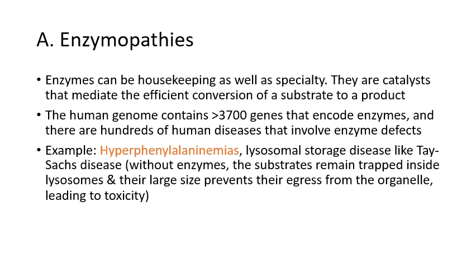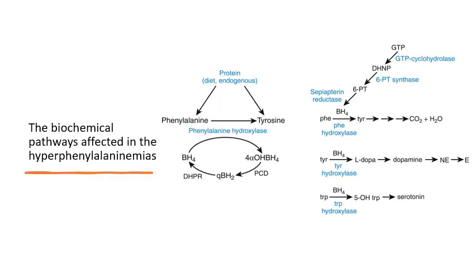So let's talk a bit more about hyperphenylalaninemia. So what is the biochemical pathway in these conditions? So phenylalanine gets converted to tyrosine within our body, and it's phenylalanine hydroxylase, or PAH, which helps with this conversion. One of the catalysts is also BH4. So any condition that affects the PAH enzyme can cause hyperphenylalaninemia. Conditions that affect the catalyst BH4 can also cause hyperphenylalaninemia.